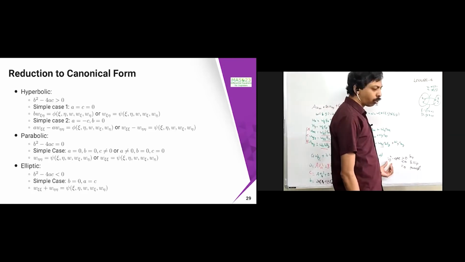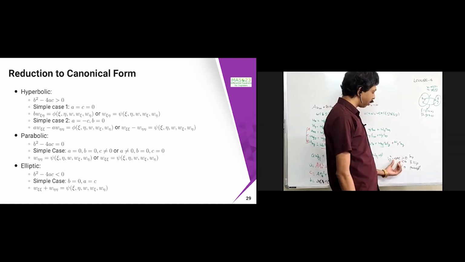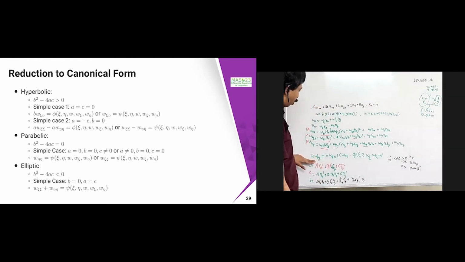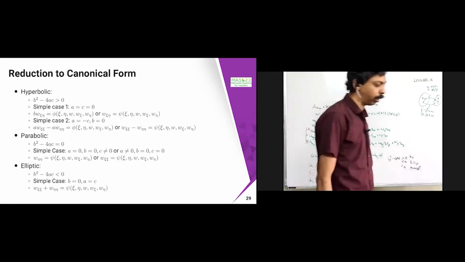Now elliptic PDE, what you are going to have? You take B equal to 0 and A equal to C. Then this is going to become less than 0. So in this case, you are going to have B is 0, W chi, W eta is 0. So these are the canonical forms of it.